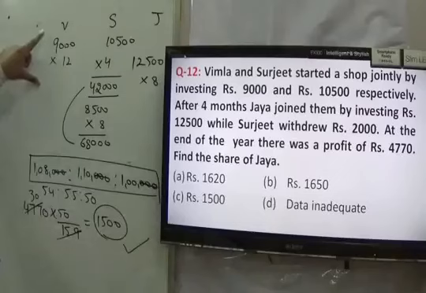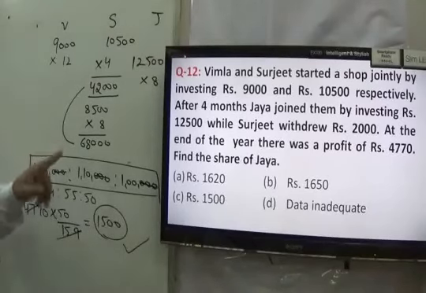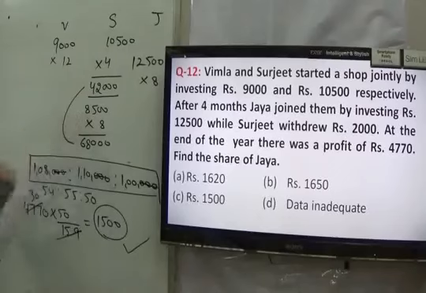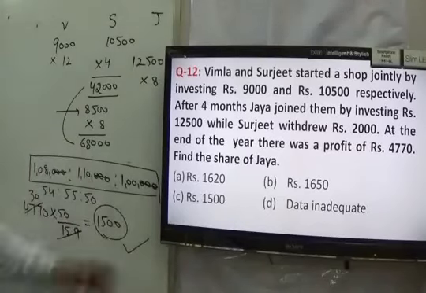V, S, J. V was there for the whole year, multiplied by 12. S for 4 months, his capital was 10,500. Then after 2 months he changed; he withdrew 2,000, which means I have subtracted 2,000, and I am left with rupees 8,500. Now the remaining period is 8 months. Multiply this by 8 and you get 68,000. And Jaya was in the business for 8 months. So we have added all the capitals, and finally we have 1,08,000, 1,10,000 and 1 lakh.